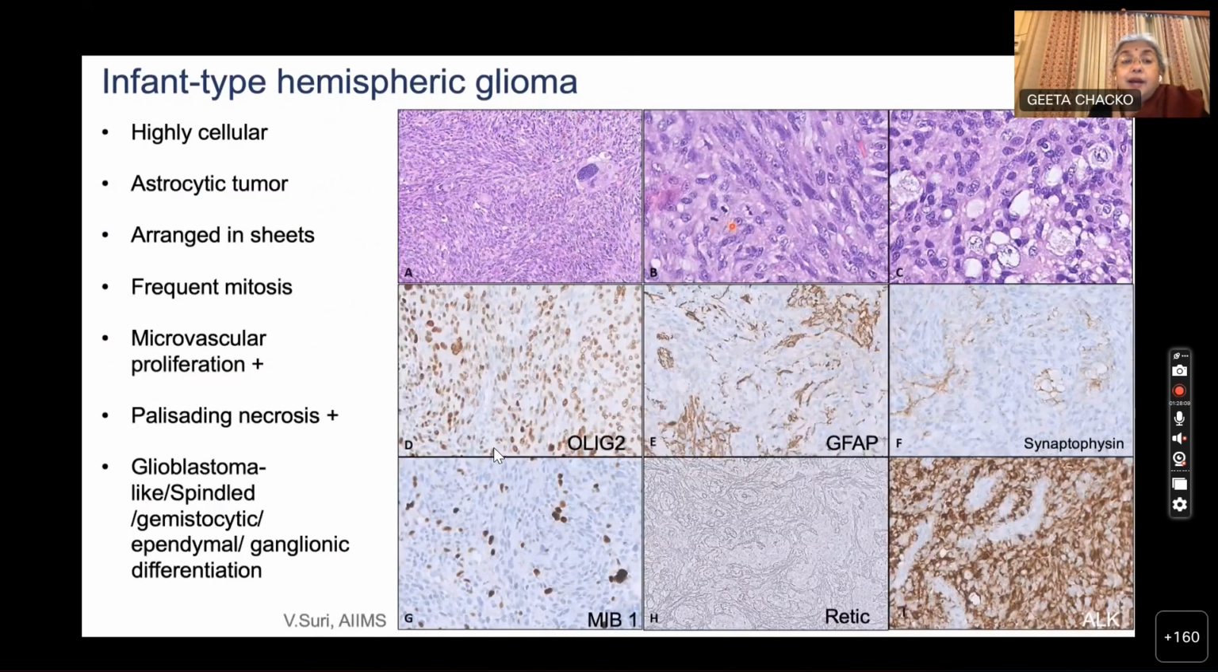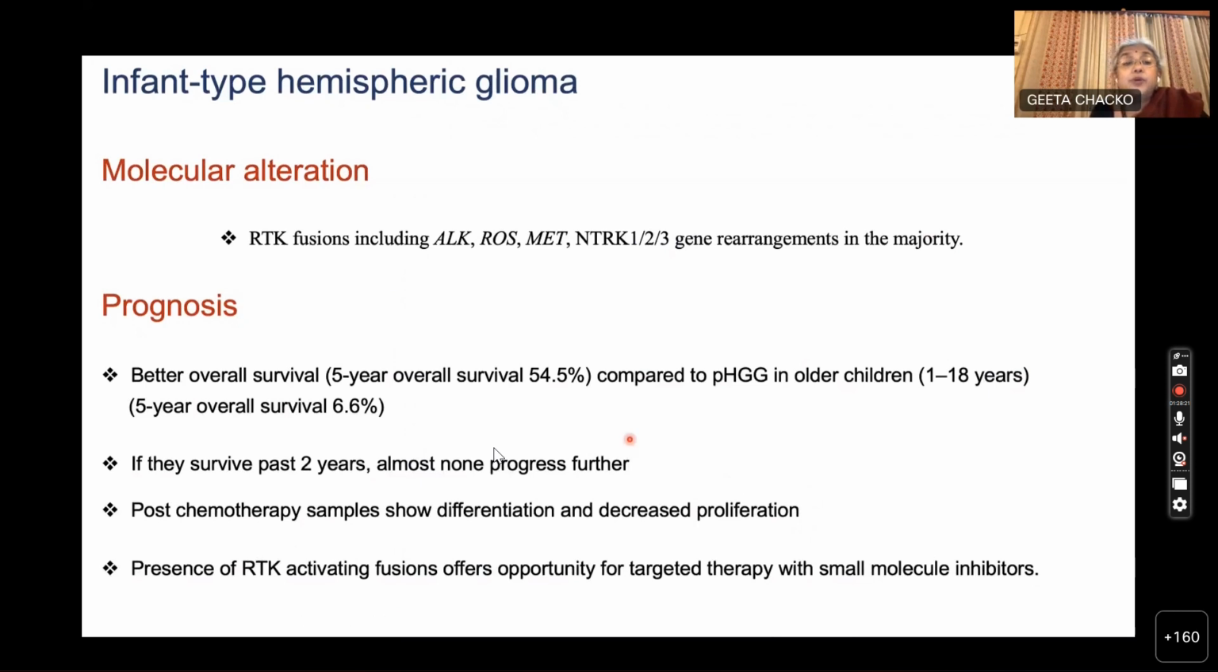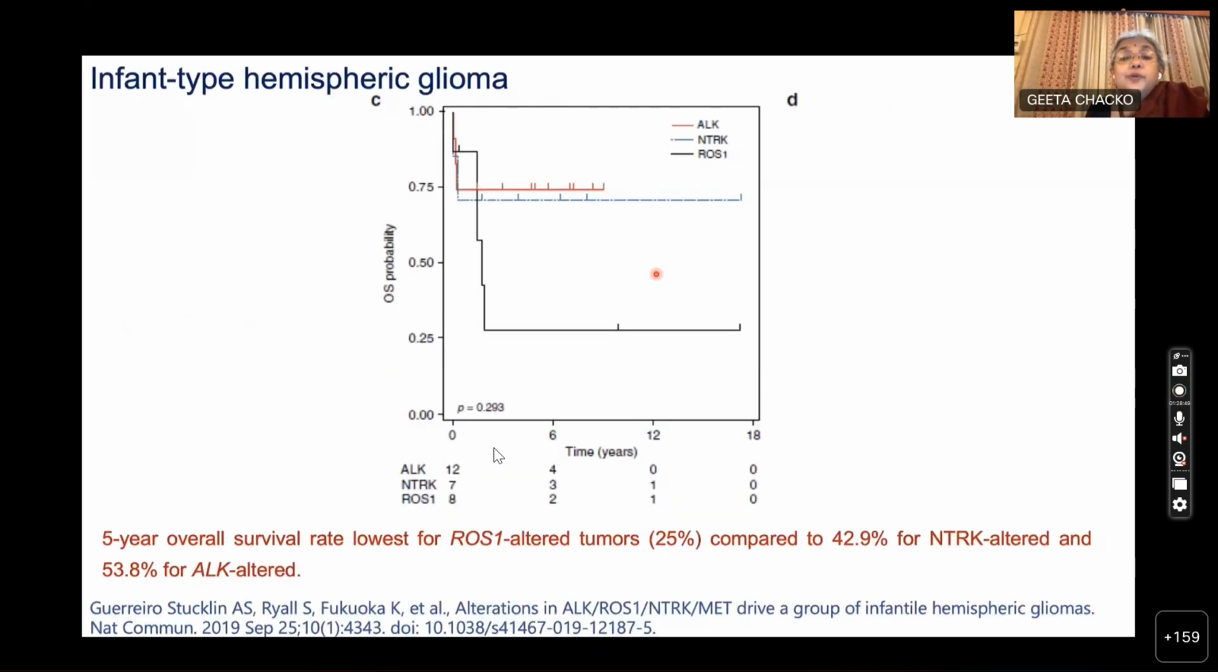They are highly cellular, high-grade tumors, with a lot of mitosis, OLIG2 positive, and a high MIB1 proliferation index. They may show some desmoplasia. The importance of this is that though they are diffuse high-grade tumors, they tend to have a better survival compared to other pediatric high-grade tumors seen in older children. And they say that if they survive past 2 years of age, they don't really progress. And depending on the molecular alteration present, targeted therapy is available with small molecule inhibitors, and therefore improves the prognosis.